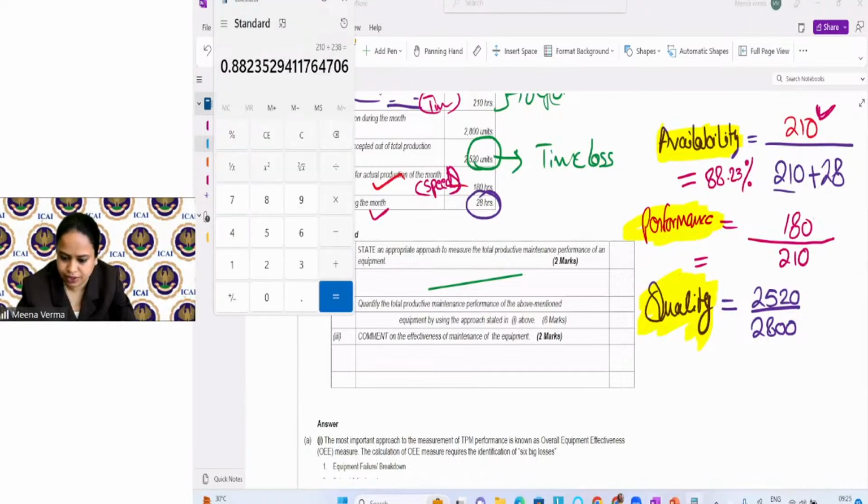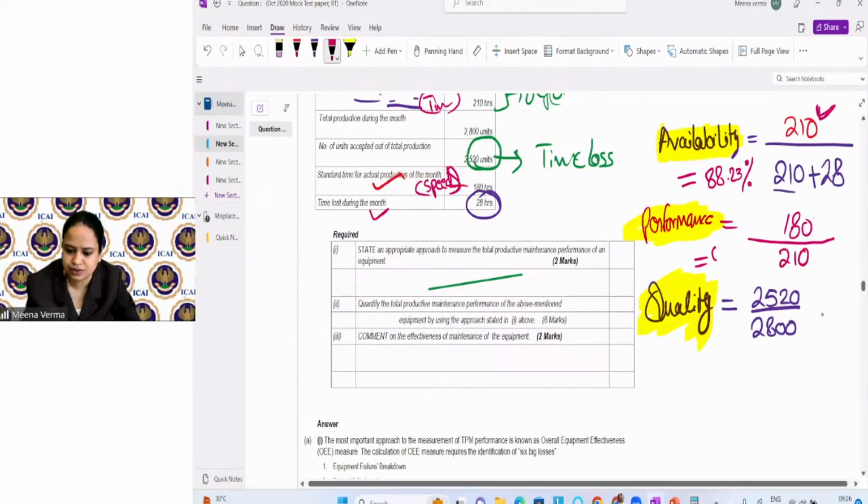All right, let's see the next one. 180 divided by 210. So this is coming as 85.71%.